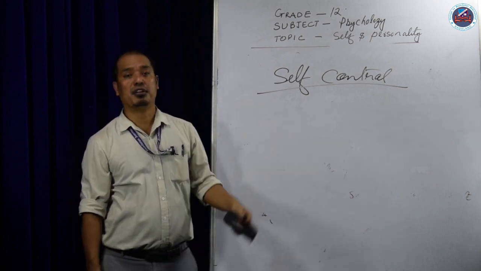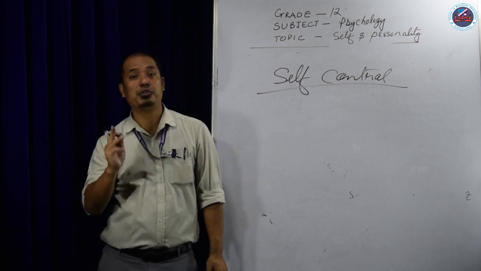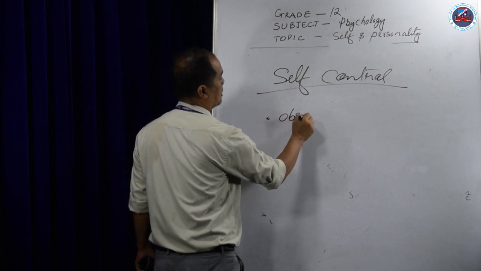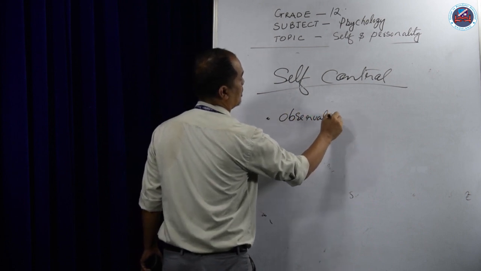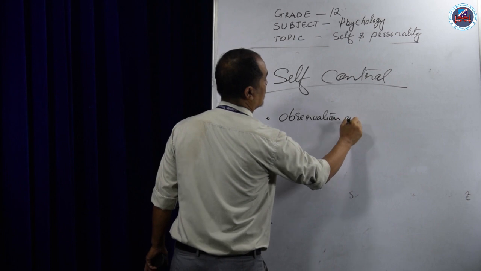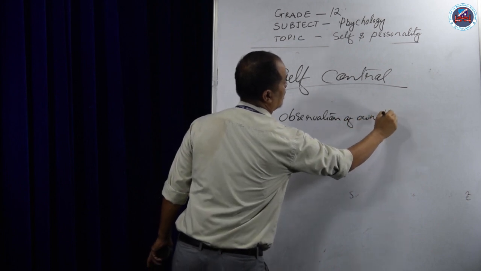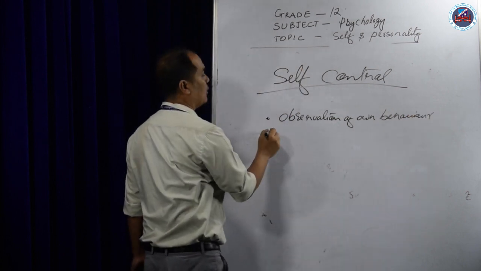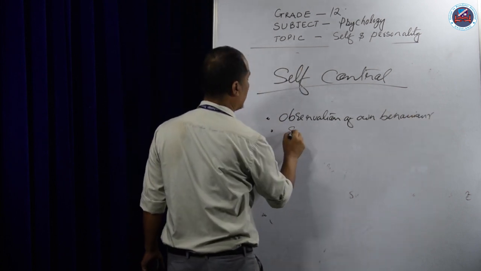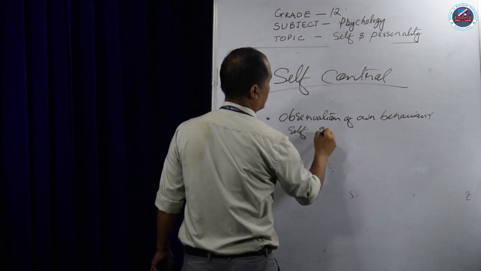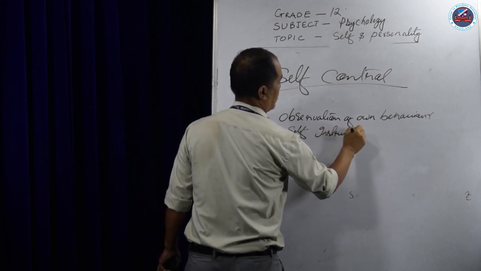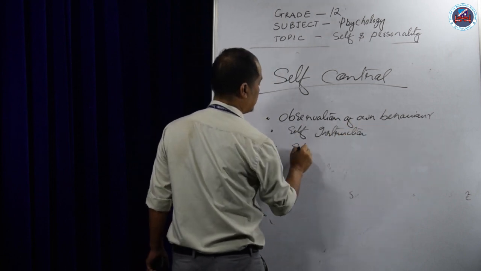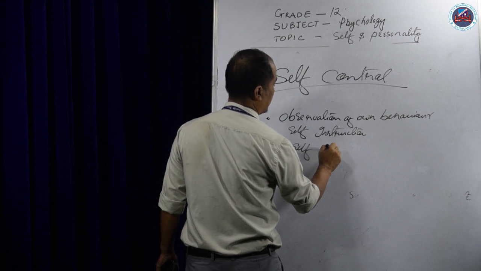That is called self-control. Now under self-control, there are 3 techniques. First one is called observation of own behavior. The other one is called self-instruction. The last one is called self-reinforcement.